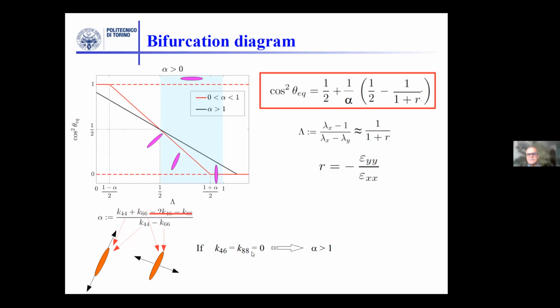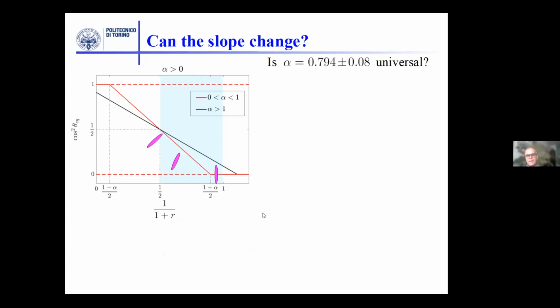What happens instead if you forget it? You forget K88, but you keep the response perpendicular to the stress fiber. In that case, this number is greater than 1. It corresponds to the black line here. Now, is that possible? This is not discussed in the literature. It's never mentioned, but it goes with the question of whether the slope found by Leibniz is universal. Okay.